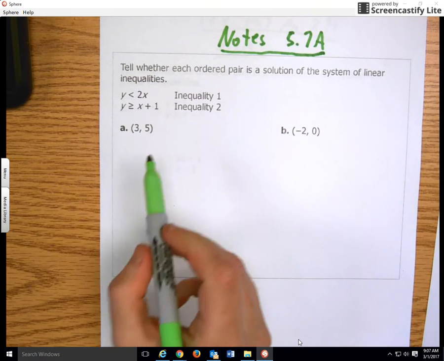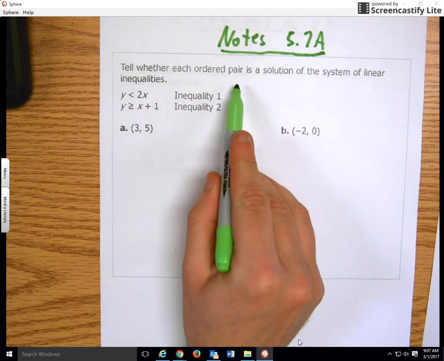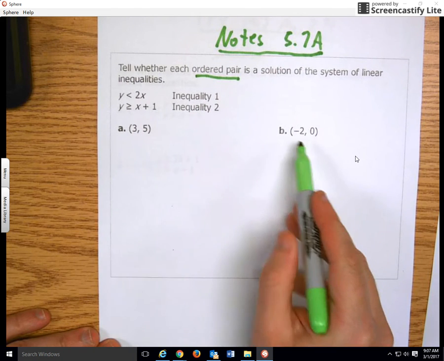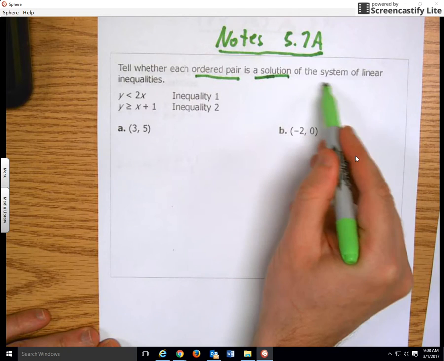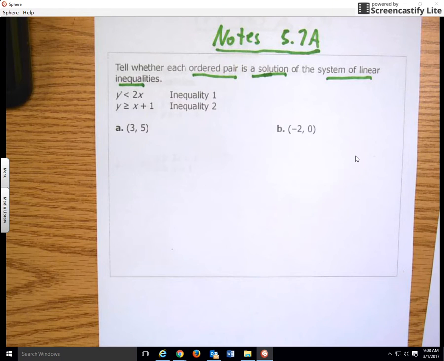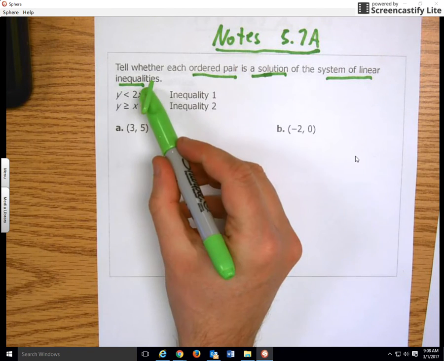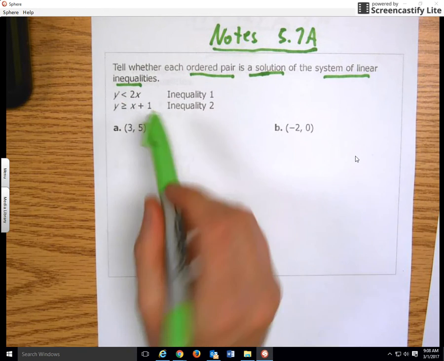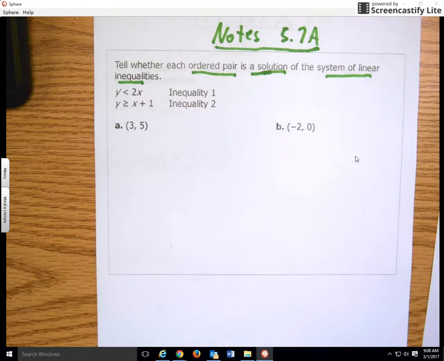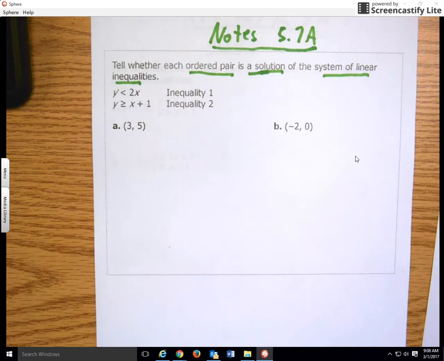And so let's look at the question carefully. It says, tell whether each ordered pair, so it's going to give us an ordered pair, like here's an x and a y, and here's a -2 and a 0, is the solution of the system of linear inequalities. Remember, a system of linear inequalities is a set of two or more linear inequalities in the same variables. So you can see there's one inequality here, there's another one here, and they have the same variables, y's and x's, so that's a system just because of that. And so we want to find a solution to this system, and we basically want to find out if this is a solution to it. It's already been given to us.